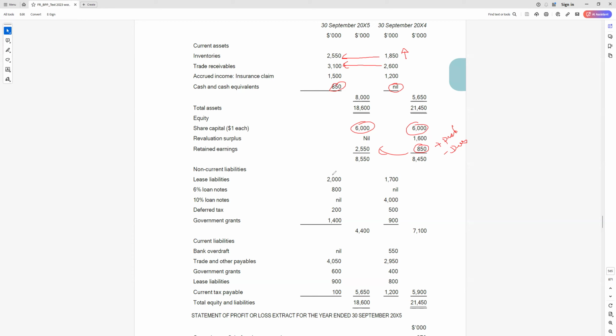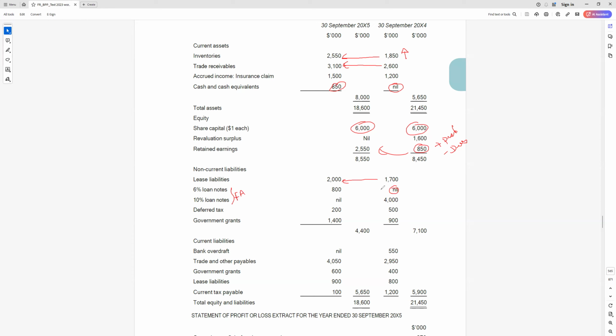Non-current liability. So lease liability is increased from 1,700 to 2,000. Loan note. This is very important because loan notes are linked to the financing activities. We can see here 6% loan notes we never had before, and we just took them now. So it's an inflow of 800. Now, sometimes you can say this is a good thing.